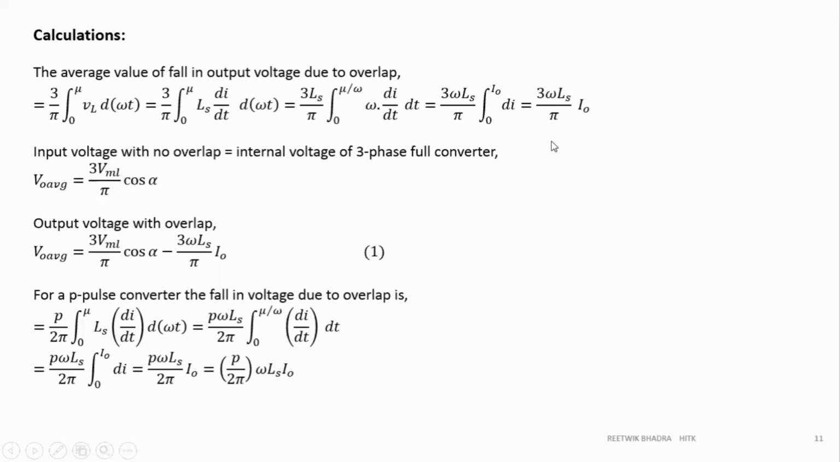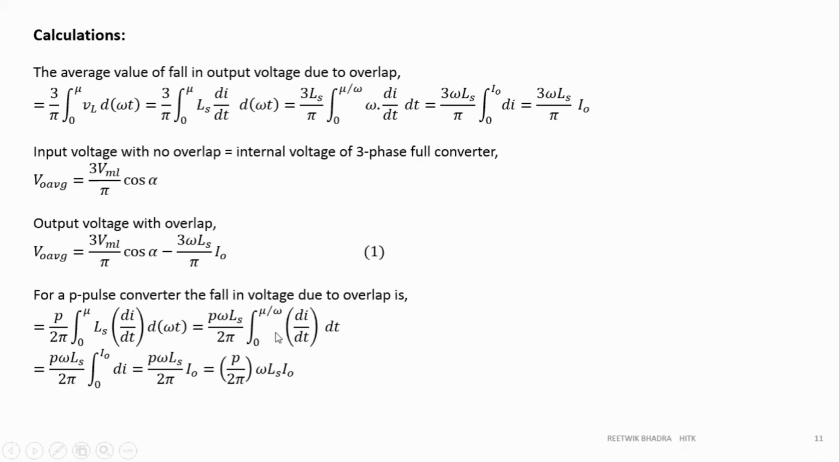Previously we had done so much circuit analysis and made some calculations, but over here a very easy method is shown. The drop across the inductor is calculated directly, and it is subtracted from the actual value. So that gives me my output voltage with overlap. Without overlap is this one, with overlap is the actual voltage minus the drop.